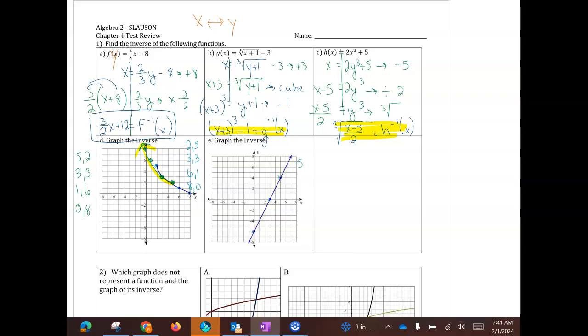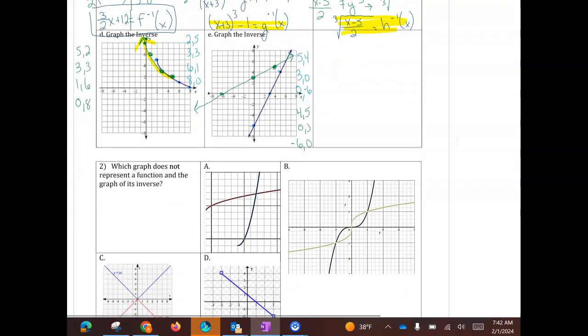They are 5, 4, 3, 0, and 0, negative 6. And now I'll just switch them around and graph those points. So instead I'll graph 4, 5, 0, 3, and negative 6, 0. So 4, 5, 0, 3, negative 6, 0, and then I'll just connect another line, arrows on both ends.